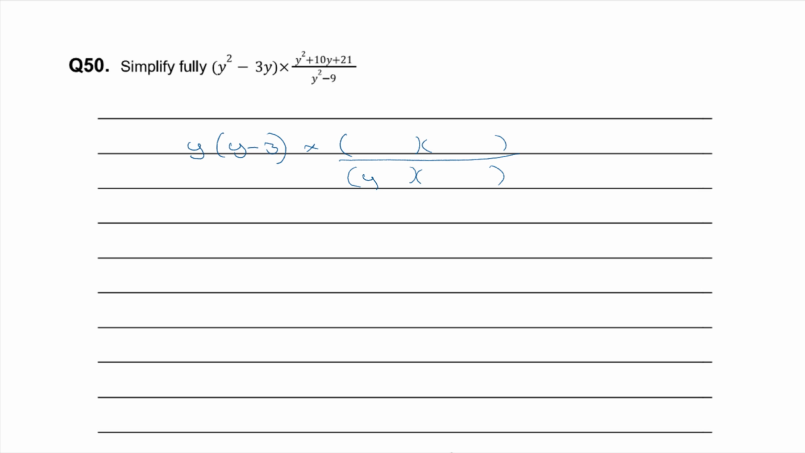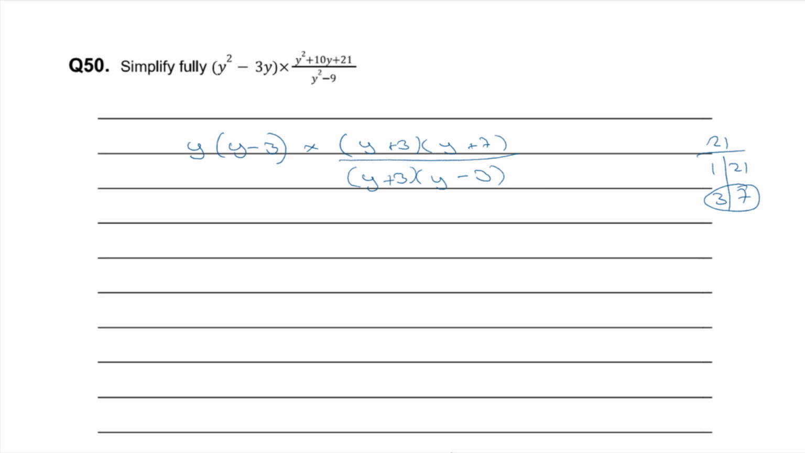Difference of two squares is easy. I'm going to do that first. y plus 3, y minus 3. Super simple. Then the other one, I've got 21 on the end. Factor pairs of 21. 1 and 21. 3 and 7. I'm suspecting 3 and 7 because it adds up to 10. So that is y plus 3, y plus 7.